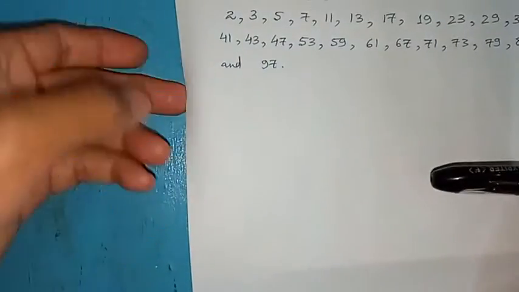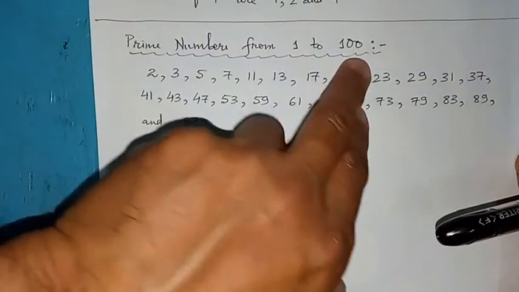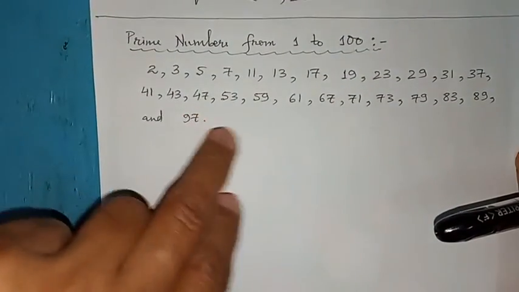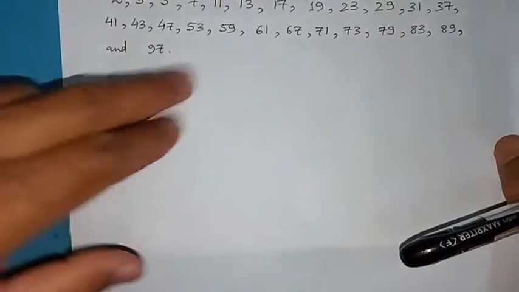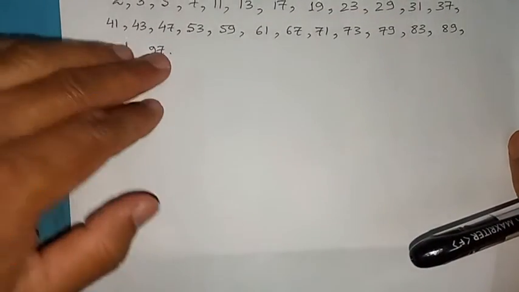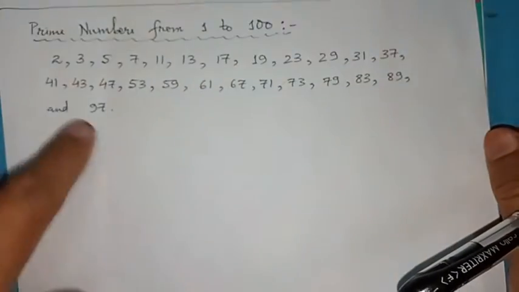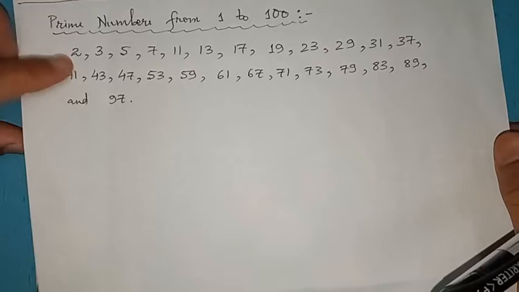Please don't get confused. I'm saying it's the last number because I'm writing prime numbers only from 1 to 100. So within 100, that's the last prime number. The list of prime numbers doesn't end, because we have more numbers after 97 also. Since natural numbers have no end, the prime numbers also have no end. But at least you have to memorize these prime numbers from 1 to 100.